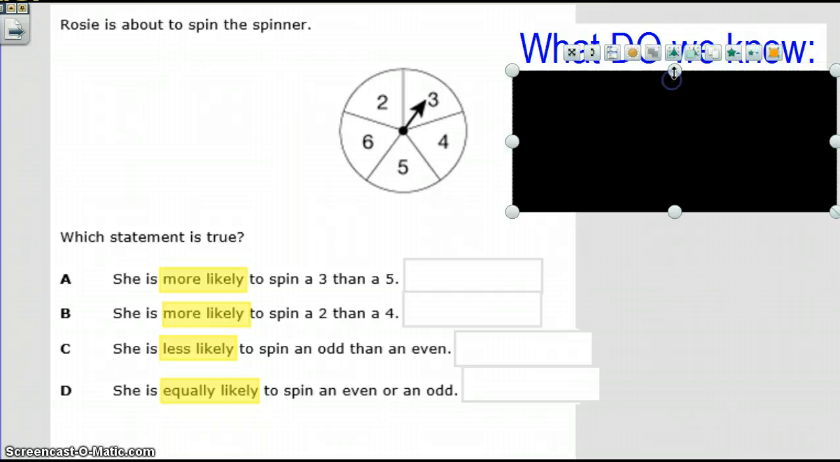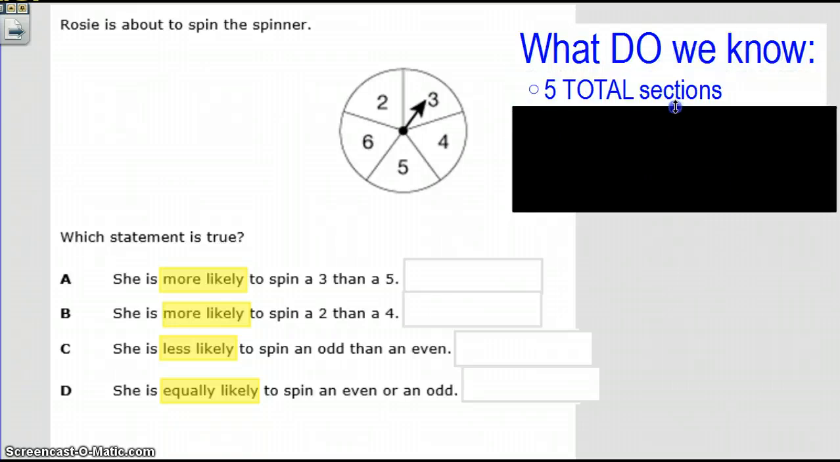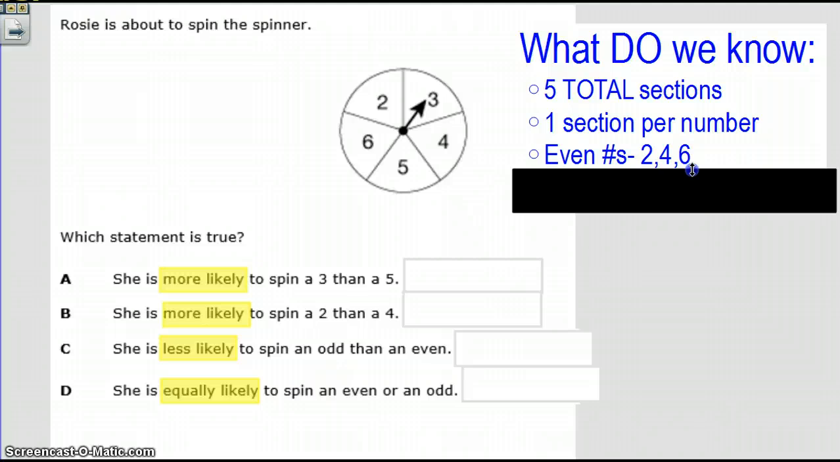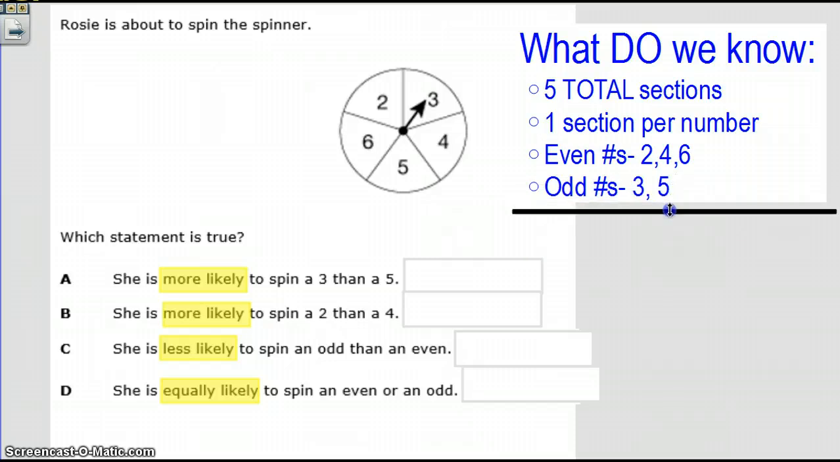Let's see what we know. We know there's a total of 5 sections. 1 section per number, so there's no double numbers. The even numbers are 2, 4, and 6. The odd numbers are 3 and 5. So let's see what we got. She is more likely to spin a 3 than a 5. Well, there's 1 3 and 1 5, so it's 1/5 compared to 1/5. Now, 1/5 cannot be more than 1/5 because they are equal.